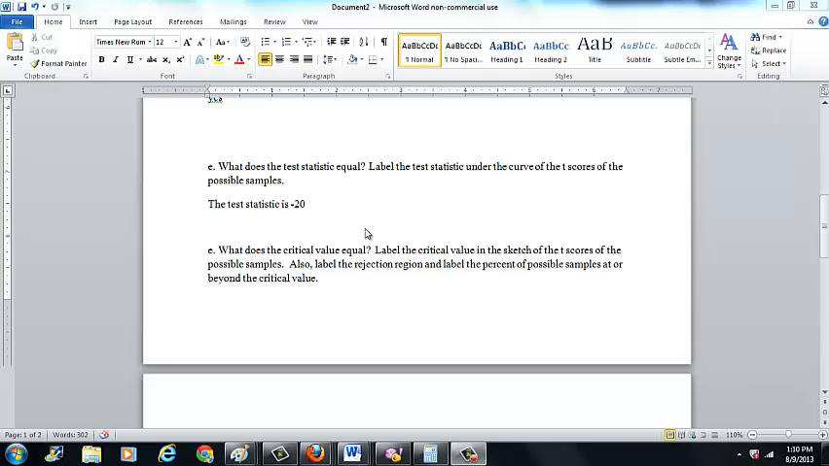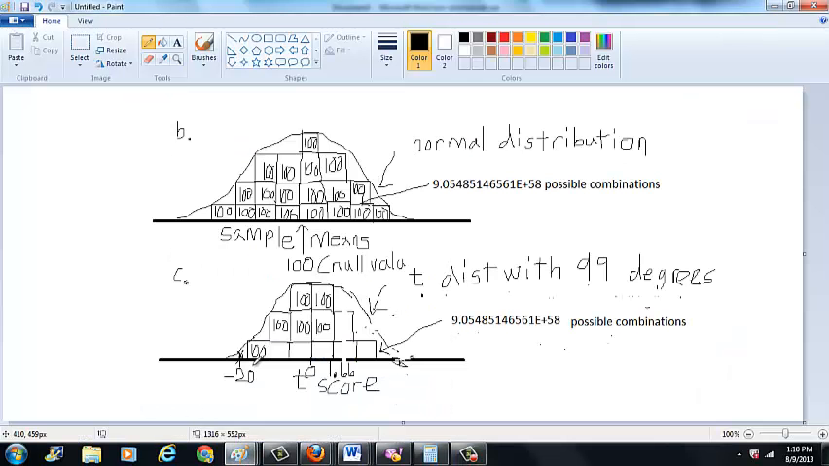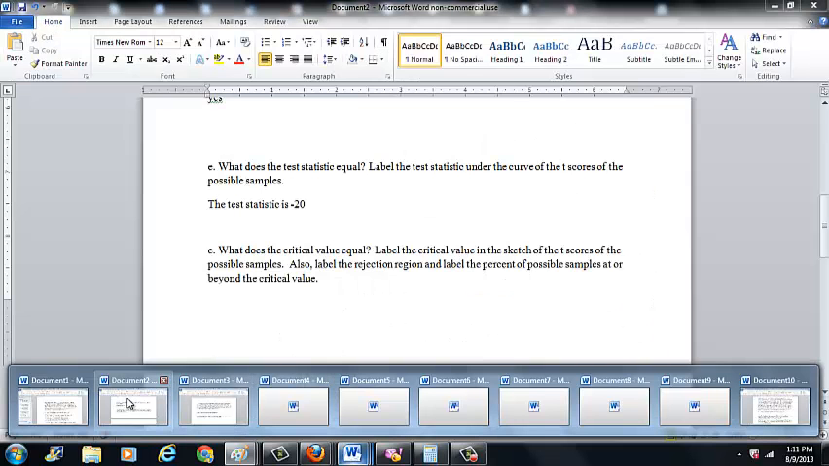I left off in this question right here where we found a t-score, or a test statistic, of -20, and we labeled the t-score at the left end of the curve down here. The next question says, what is the critical value equal?